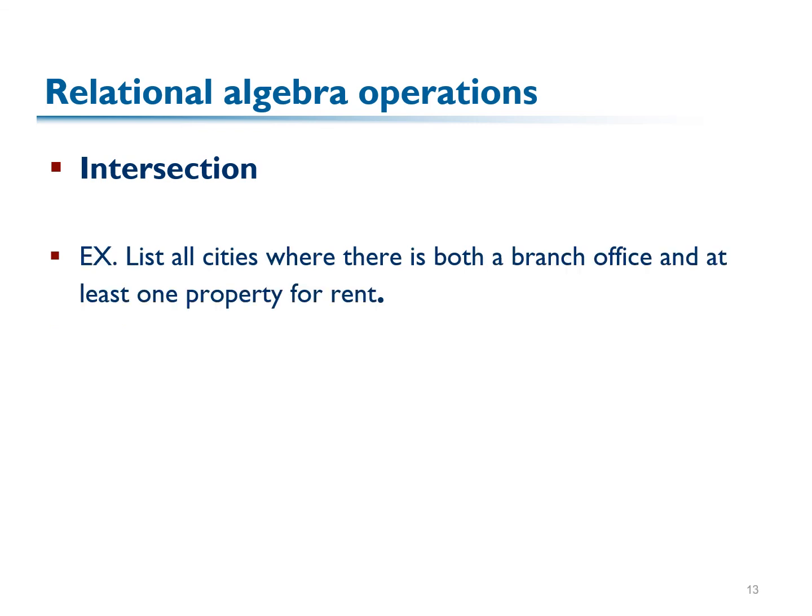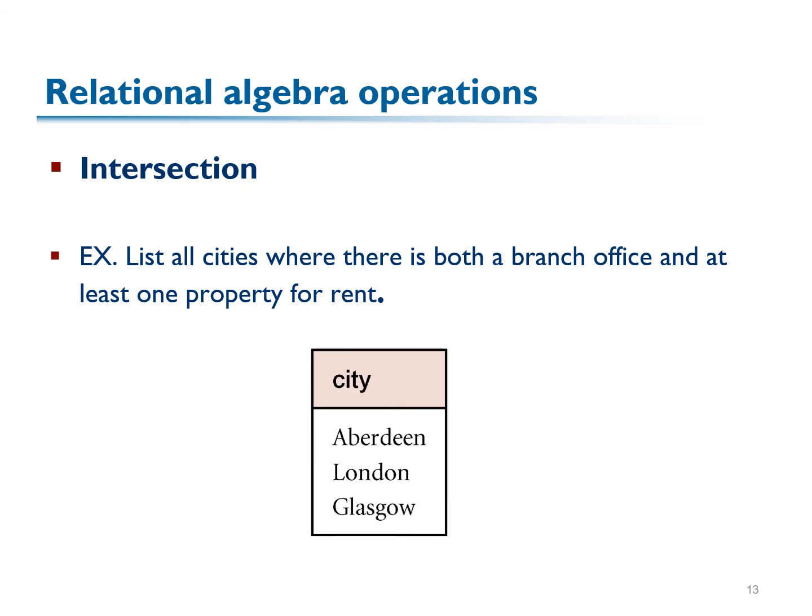Again, as in the previous examples, we produce union compatible relations by projecting the Branch and PropertyForRent relations over the attribute city. We then use the intersection operation to combine these new relations to produce the result shown in this figure. So, the cities where there is both a branch office and at least one property for rent are Aberdeen, London, and Glasgow.